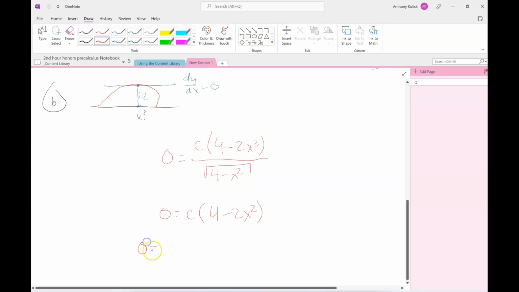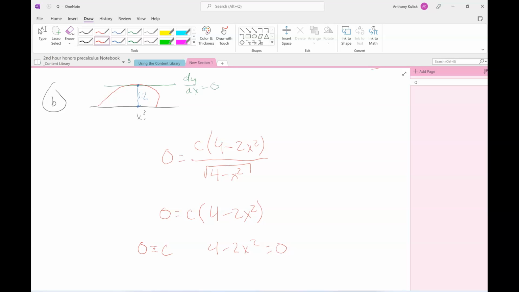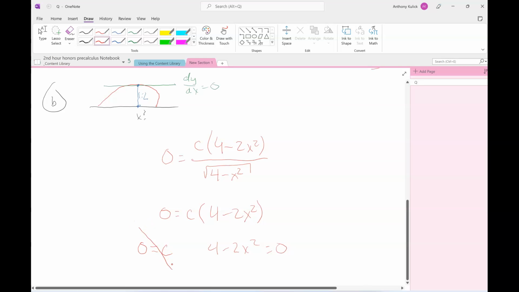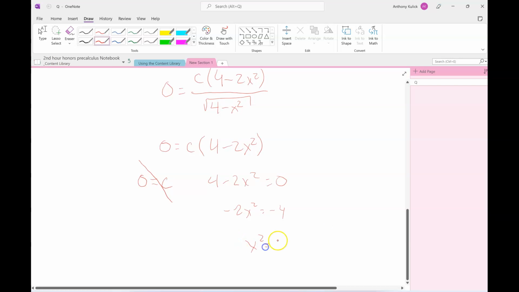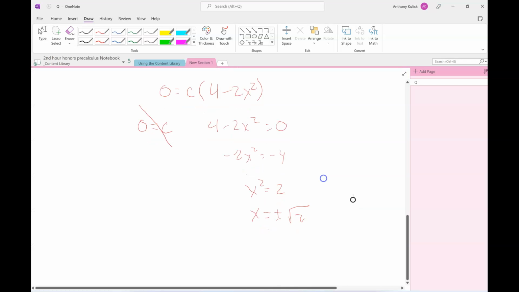And then I can apply my 0 product property. Now clearly c can't equal 0 because you would not have a function in that point, right? Because it's the y equals cx times yada yada yada. So can't have that. So this is the piece that I care about. I can subtract the 4 over, divide by the -2, square root both sides to get plus or minus 2. And again, I know that x is a length, so it can't be negative. So that's what I need.